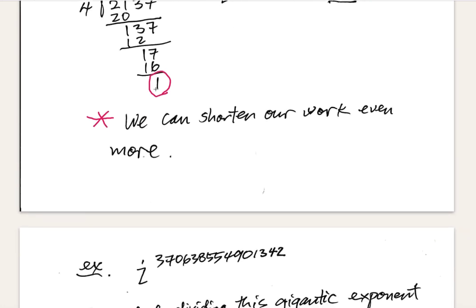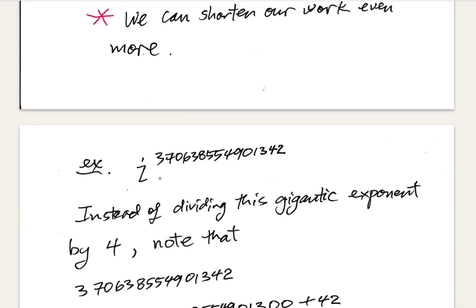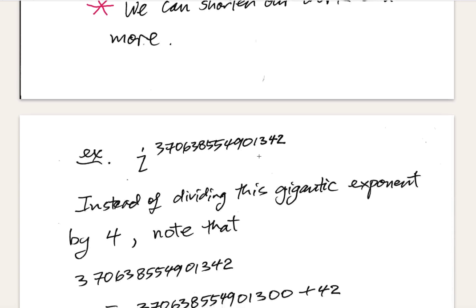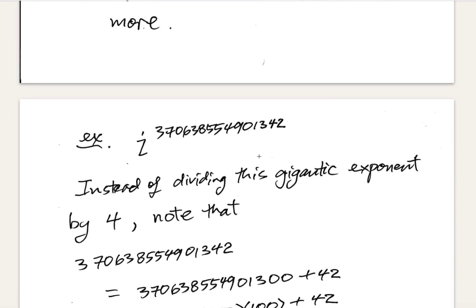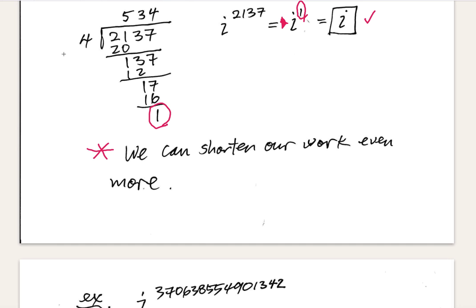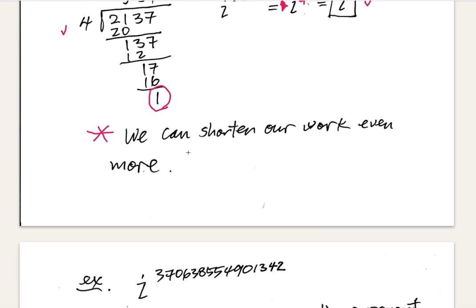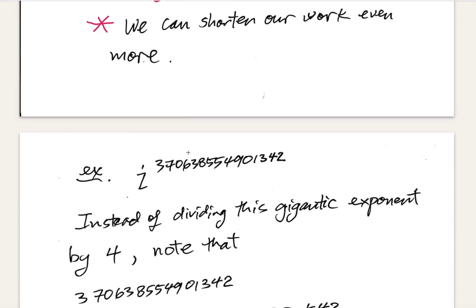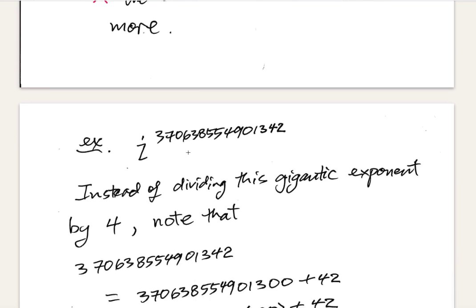All right, i to the whatever, 37063855490132. I wouldn't want to begin to read that as a proper number. Probably could, but I'm not going to. Instead of dividing this gigantic exponent by 4, like I did up here, I'm going to show you a little reasoning we can use so that we don't have to do all that much.